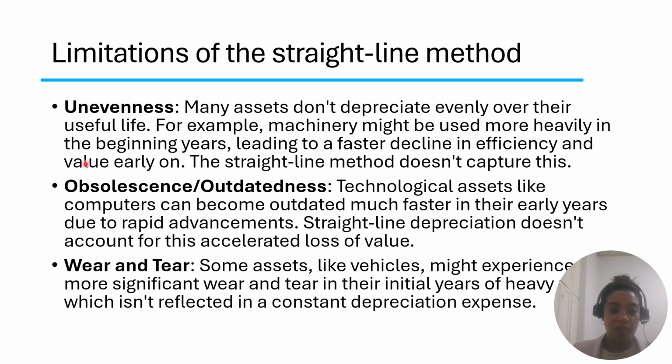Okay, and then we look at obsolescence or outdatedness. Technological assets like computers can become outdated much faster in the early years. Why? Due to rapid advancements, right? So the straight line depreciation method doesn't account for the accelerated loss of value.